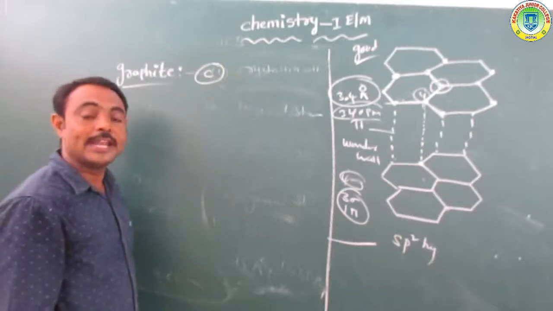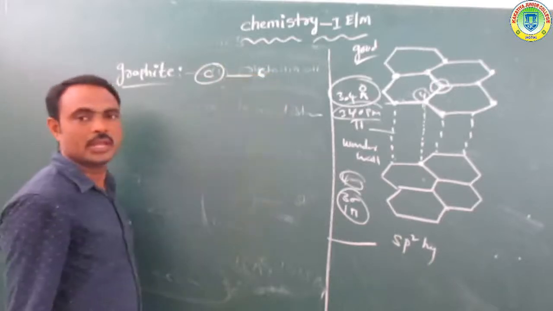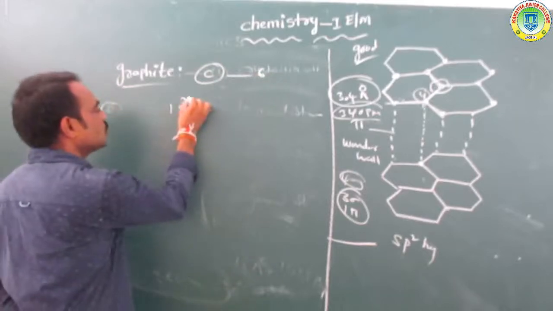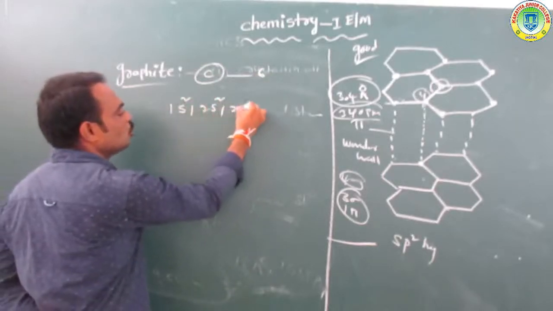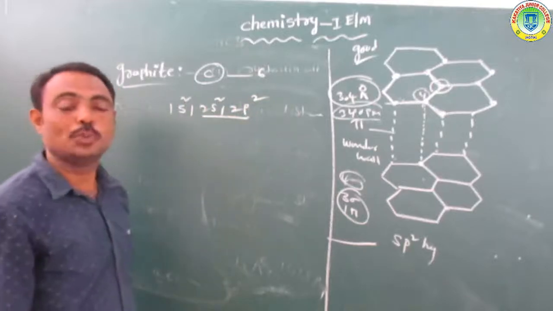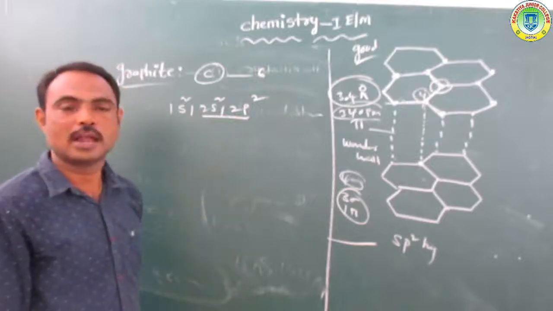This carbon contains how many electrons? 6 electrons. We write the electronic configuration of carbon: 1s2, 2s2, 2p2. So 2s2 2p2 is the outer shell electronic configuration of carbon.